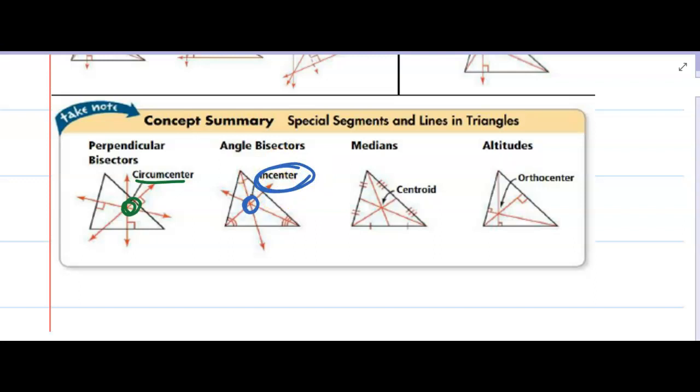The two from today: the centroid is the intersection of all of the medians, which remember cut the sides in half, going from the midpoint to a vertex. And then the last one is the orthocenter, which is the point of concurrency for all of the altitudes.